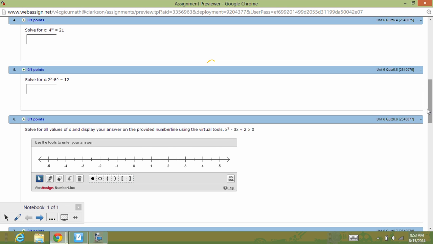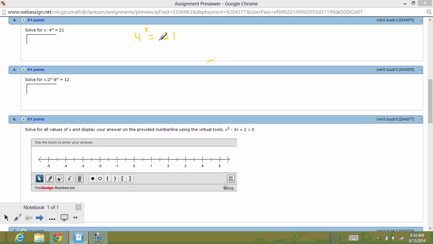Right there, I guess. We have question 4 here. 4 to the x power equals 21. Now, in this case, again, a variable exponent. So this is what we mean by an exponential equation, an equation where the exponent is a variable. And a base of 4 and a base of 21.